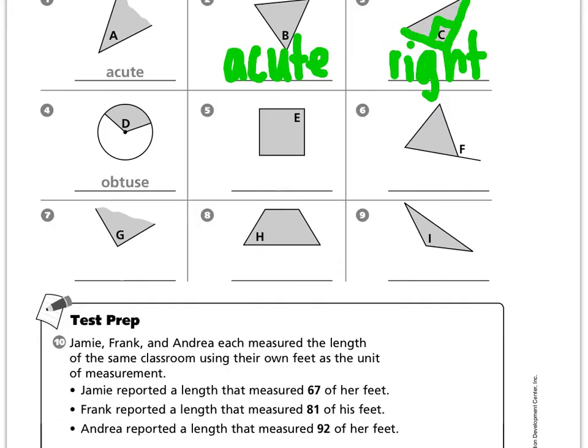Let's look at number 4, and they did it for you, but go ahead and look. They're looking at this angle right here. And looking at that, you can tell that letter D, or angle D, is obtuse. Let's look at number 5. The shape is a square, and we know that squares have 4 right angles, so letter E is going to be a right angle.